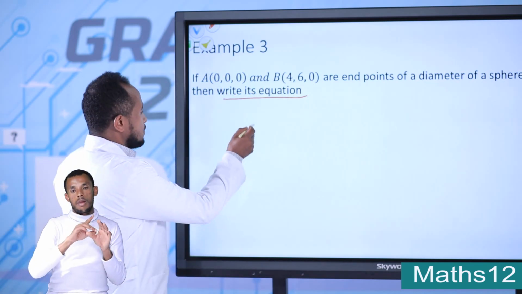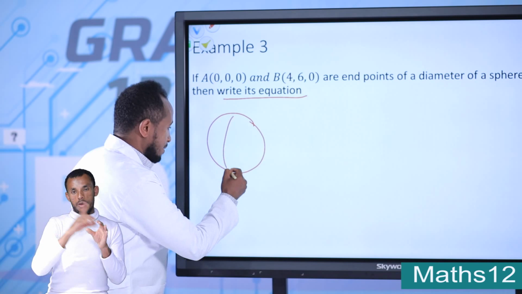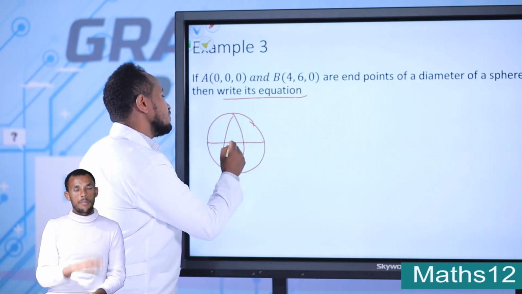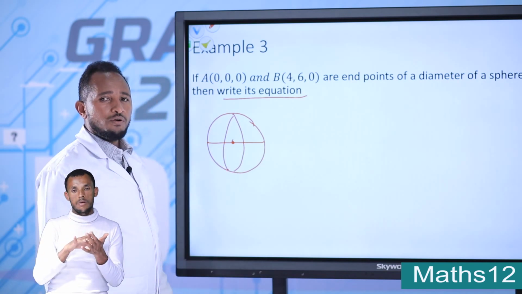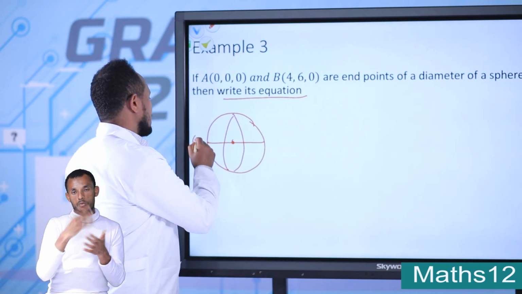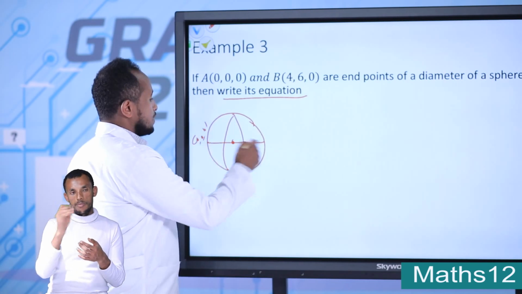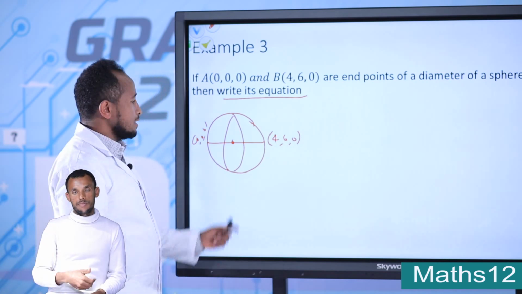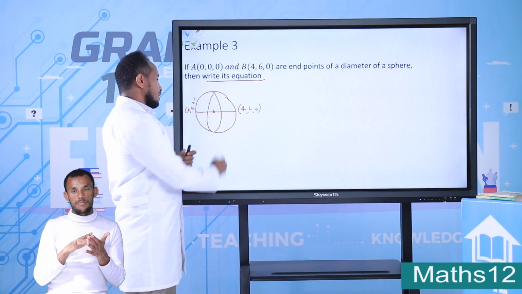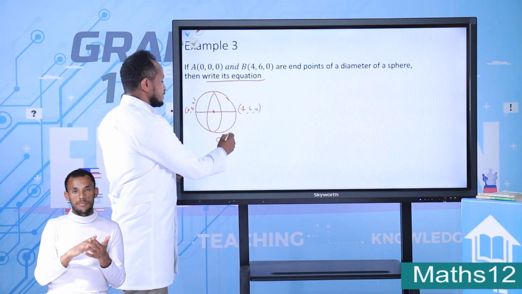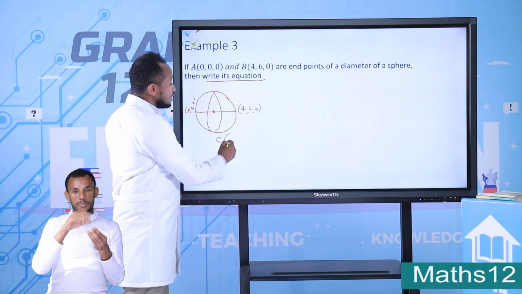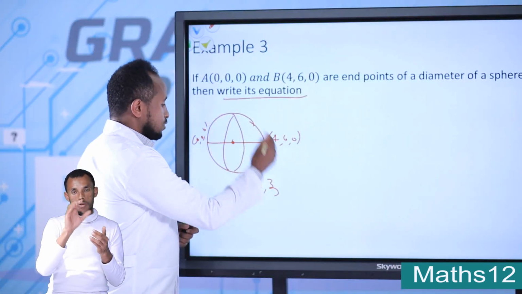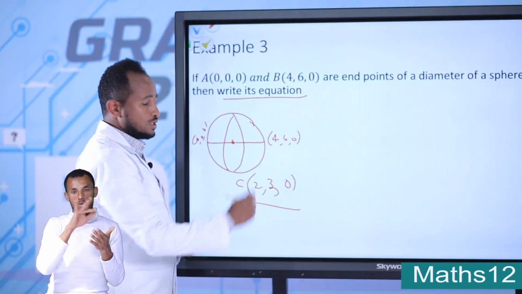From the endpoints of the diameter, you can find the center by taking the midpoint formula. Therefore, this one is 0, 0, 0, and the other point is 4, 6, 0. Applying the midpoint formula, you can find the center. The coordinates of the center: 4 plus 0 over 2 is 2, 6 plus 0 over 2 is 3, and 0 plus 0 over 2 is 0. The center is (2, 3, 0).